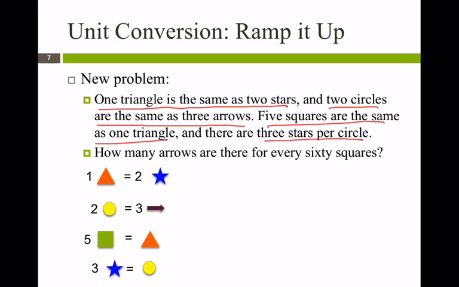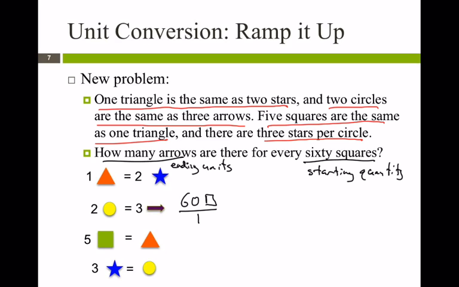So what's our starting quantity? In this case, our starting quantity is the one that we know, and the question is, well, how many arrows is it? So we want to convert that to different units. Okay, so let's go ahead and start with 60 squares over 1. This allows us to be really clear that that's on the numerator.